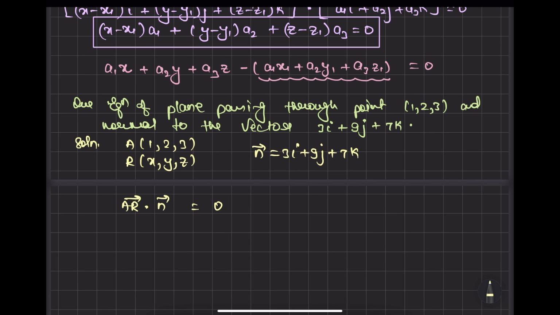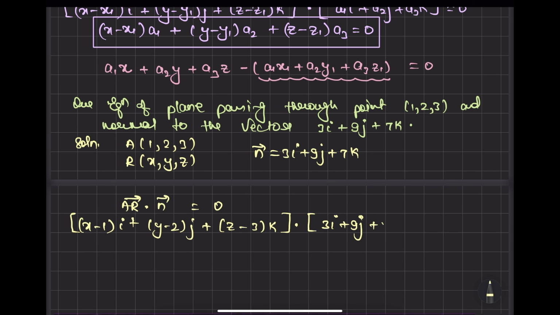Okay. You know both are perpendicular, so the dot product will become 0. So can I write (x minus 1)i plus (y minus 2)j plus (z minus 3)k. So this is your AR vector, dot n vector 3i plus 9j plus 7k. Correct? Now go with the dot product.